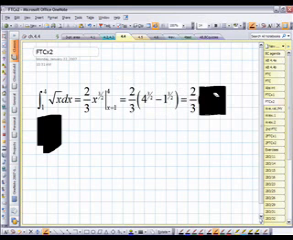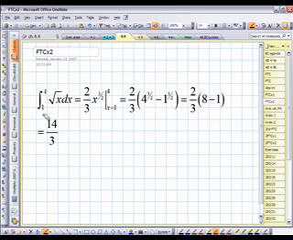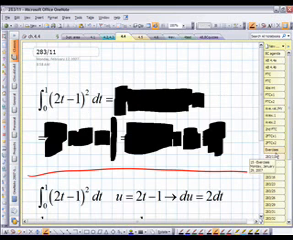And 4 to the 3/2 is 8. 1 to the 3/2 is 1. And so the exact area under this curve is 14/3. Okay, over here, 0 to 1 of 2t minus 1 squared.